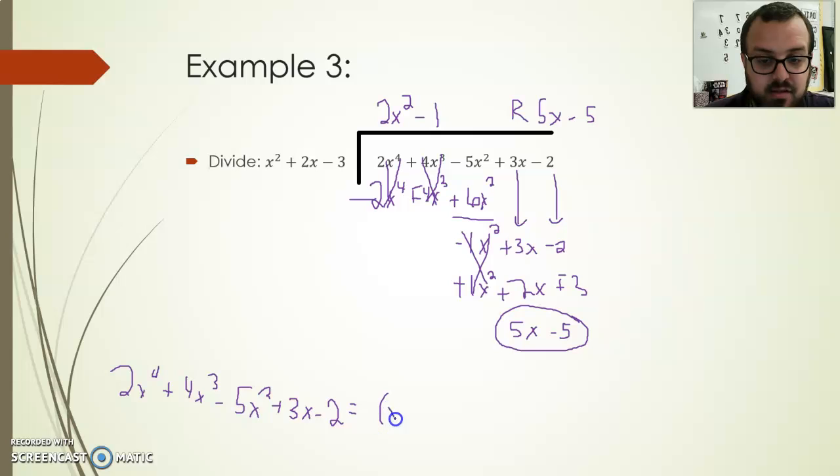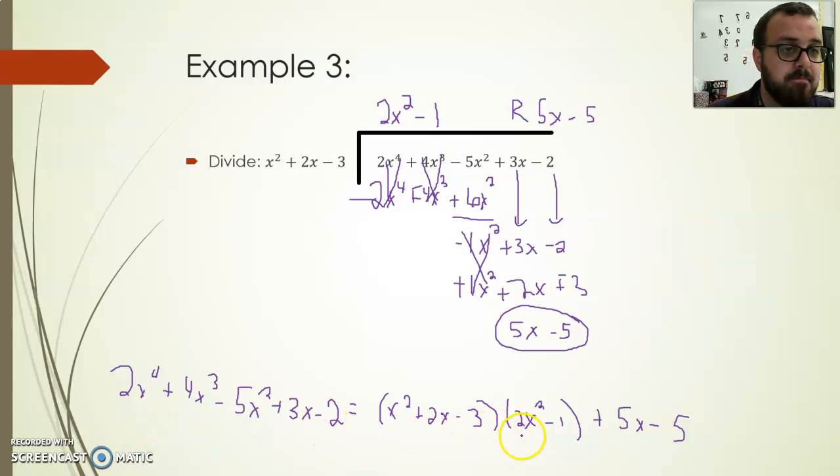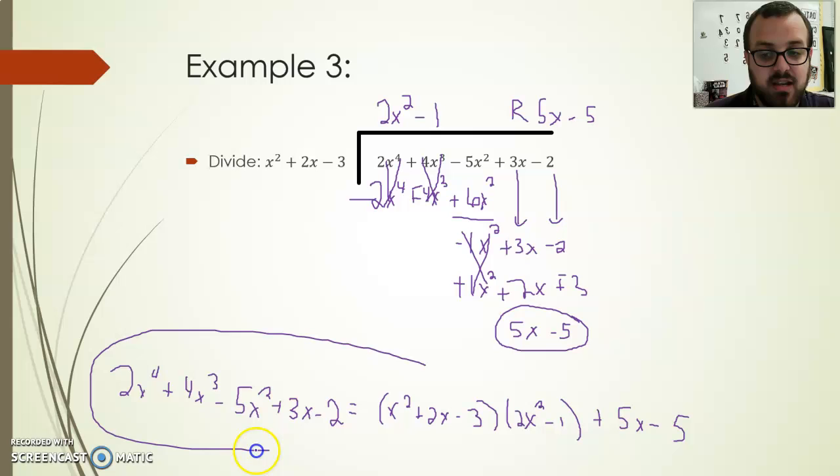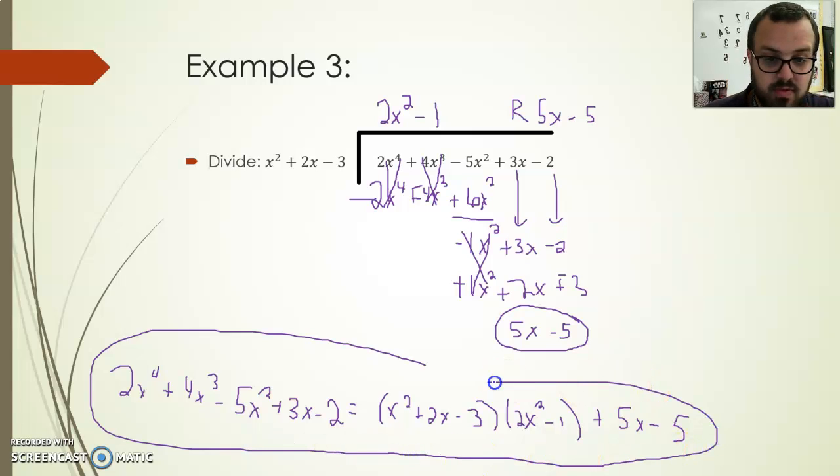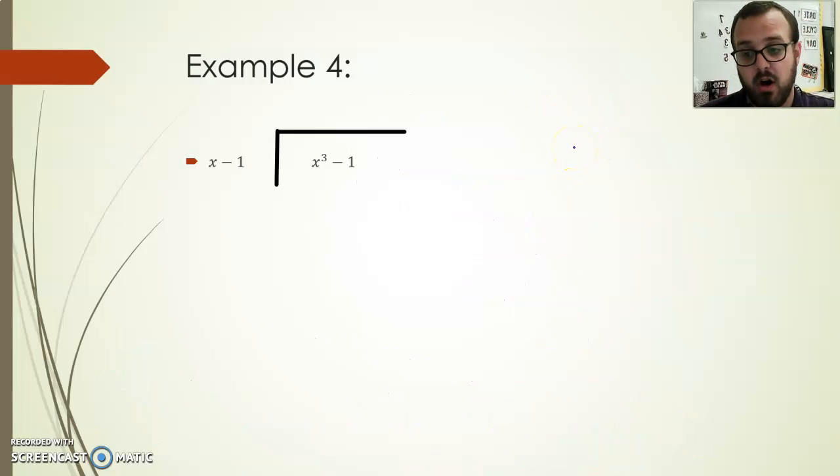I can rewrite that as x squared plus 2x minus 3, my dividend, times my quotient, 2x squared minus 1, plus my remainder, 5x minus 5. Okay, these two statements are equivalent. They are equal to each other. So that's how we write that using the division algorithm. That's how we can rewrite it so that they're all related in one big equation. So we're getting our quotient, we're getting our remainder, everything looks hunky-dory and beautiful, okay?